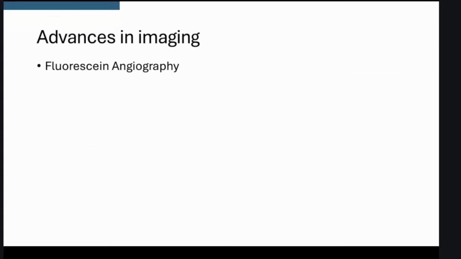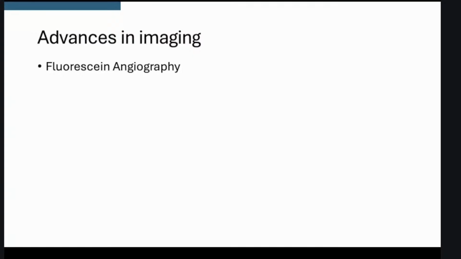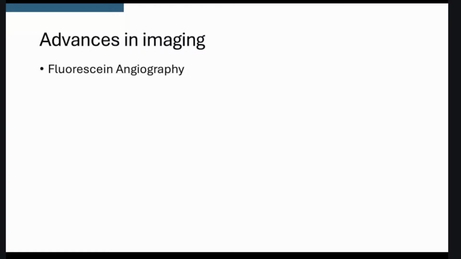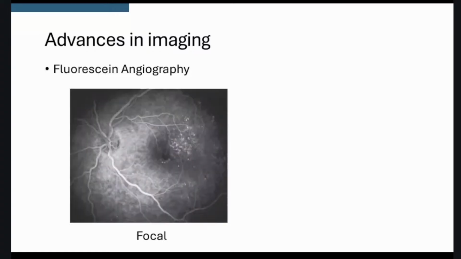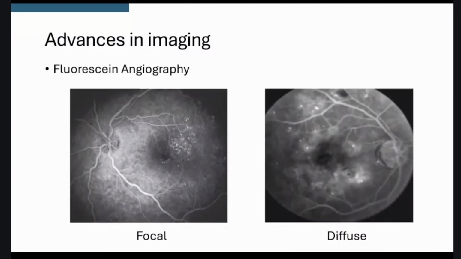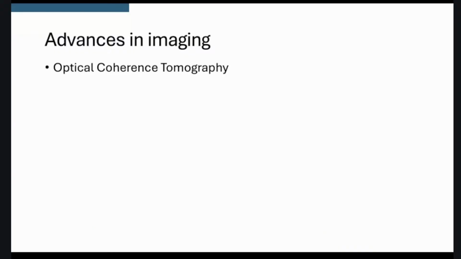And then we had greater advances in imaging, and the first was fluorescein angiography. With fluorescein, we're now able to see the focal areas of leaking aneurysms. You're able to target the leaking aneurysms better than you could with just fundus photography or slit lamp biomicroscopy. And we're also able to see diffuse areas of edema. And at that time, grid laser was applied to these areas of diffuse edema.